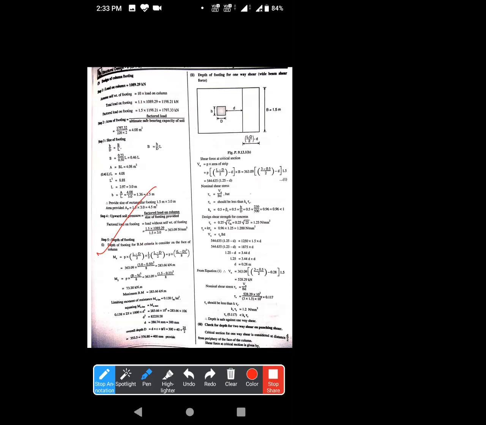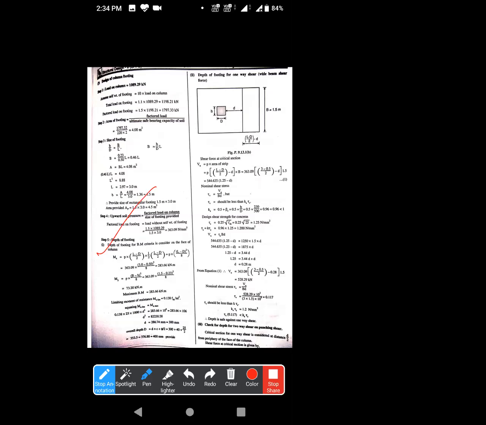Okay, first is one-way shear and second is punching shear or two-way shear. For that, first you have to find the moment. The depth of footing for the bending moment criterion is considered at the face of the column. Then you have to provide the check.